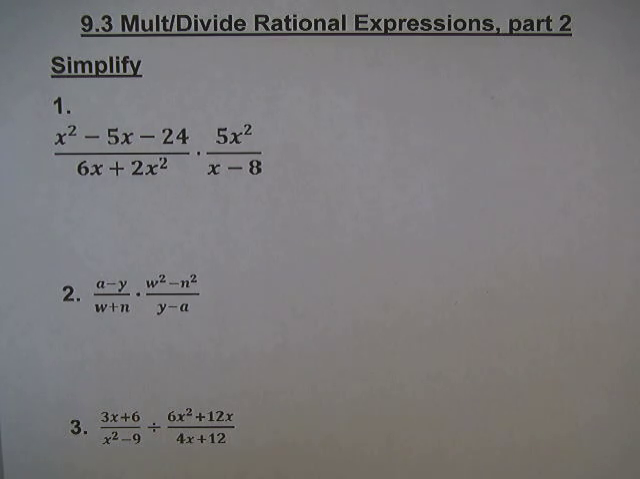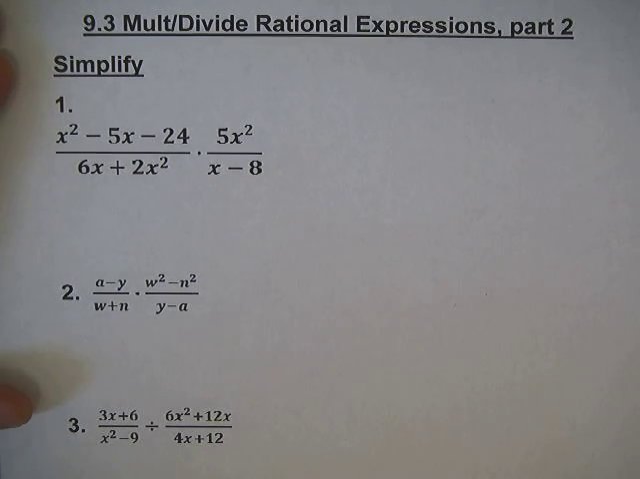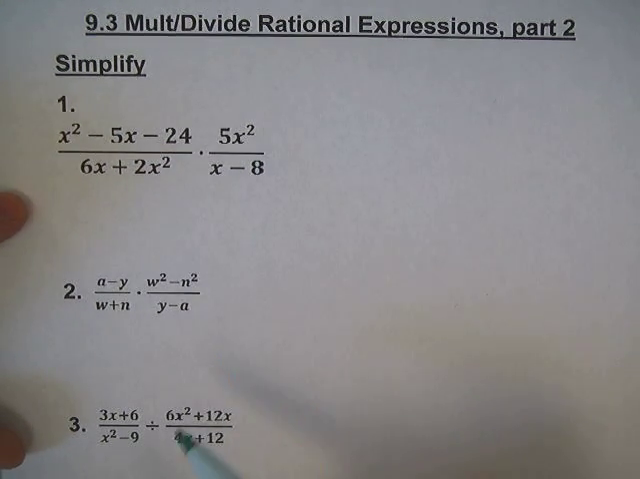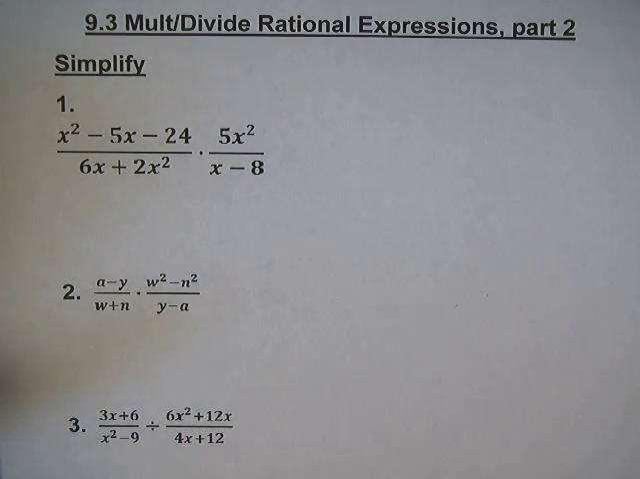Okay, so today we're going to talk about the second part of 9.3, multiplying and dividing rational expressions. Now the nice thing about this is there's not a whole lot different than just simplifying. The only thing different is you've got another fraction here. But other than that, all the other rules still come into play. In other words, you can't cancel out terms, you can only cancel factors.